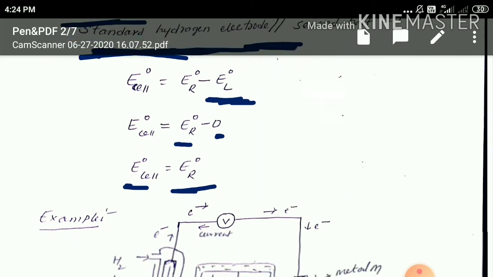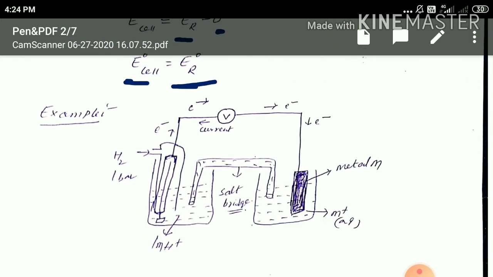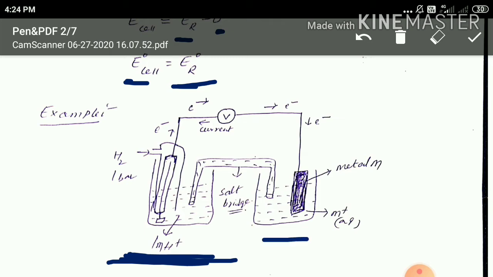Next, see carefully here. Here I have drawn a diagram. In this diagram I have taken the hydrogen electrode as the anode and the unknown half cell as the cathode. So here the electrons flow from anode to cathode and current flows from cathode to anode.